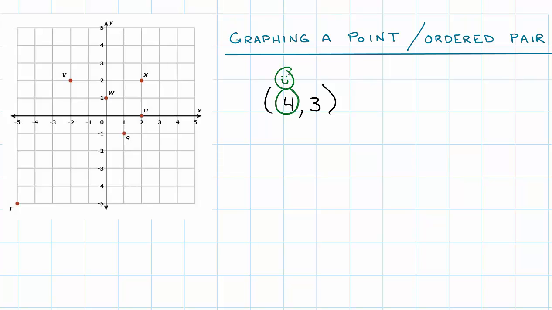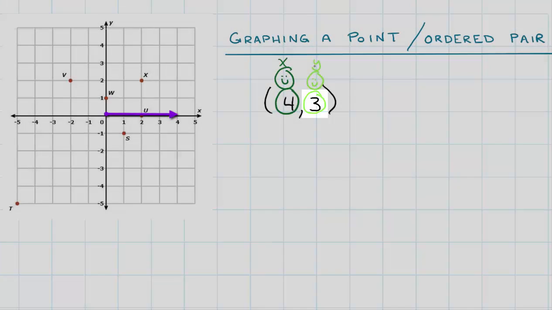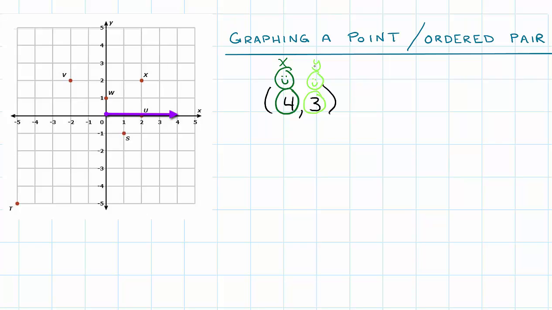And since our x value is positive, we want to make sure that we move to the right, to the positive 4 on the x-axis. So that means I'm going to go right here. Now, I am not going to put a point there yet because that's not my final destination. I now have to figure out where I am going on the y-axis. Well, this is also positive.